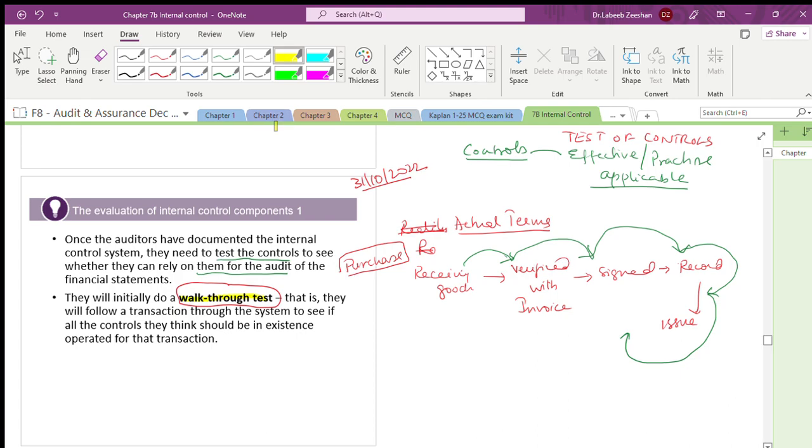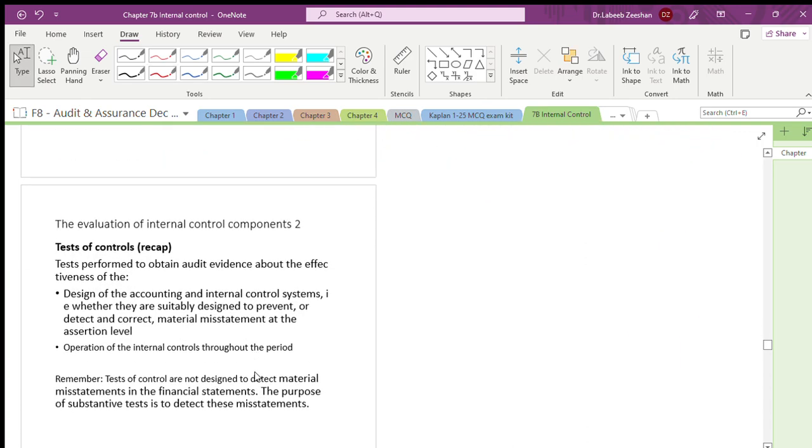They will follow the transaction through the system to see that all the controls they think should be in existence operated for that transaction. They will follow the transaction from one stage to another stage. This concept is called a walkthrough test. Now, how are you going to evaluate this?